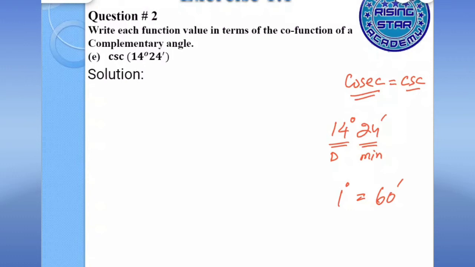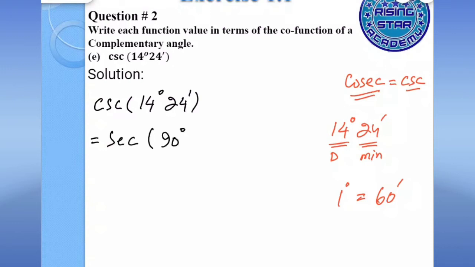Now we know that in 1 degree we have 60 minutes. Okay, let's start the solution. So we will write the cosecant 14 degree 24 minutes. So for the co-function of cosecant, we will take the secant. Now we will subtract it, 90 minus 14 degree and 24 minutes.